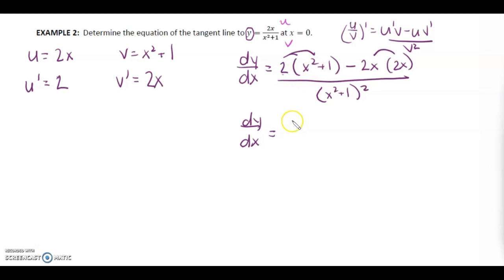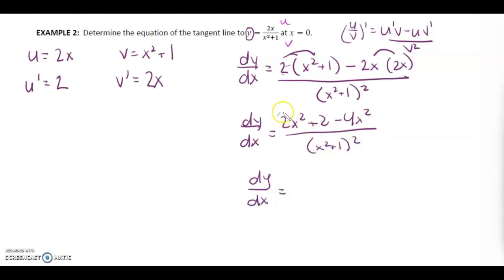So 2 times x squared is 2x squared. 2 times 1 is 2. Negative 2x times 2x is negative 4x squared. Okay, and that's all over x squared plus 1 squared. So dy by dx, 2x squared minus 4x squared, I get negative 2x squared, and then plus 2 all over x squared plus 1 squared.